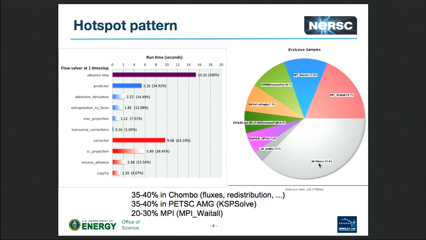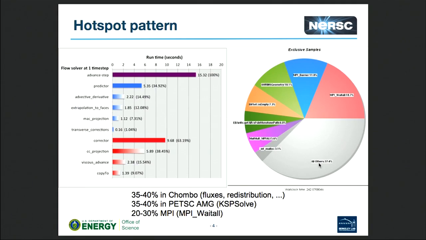And this is the hotspot pattern. Basically there are two steps: a predictor and a corrector step. Most of the time we spend on the corrector step. And there is the projection. This is one elliptic solve, and an algebraic multigrid solver is used from the PETSc library. Viscous advance is a set of Helmholtz solves, one for each component of velocity, and the PETSc library is also used for the viscous advance.